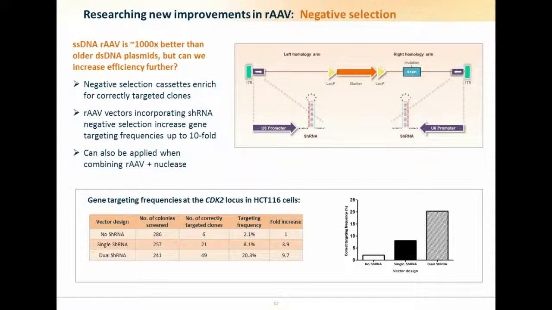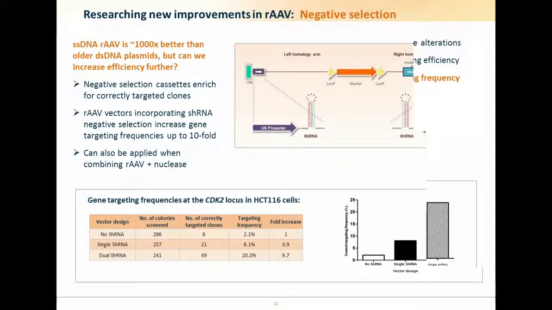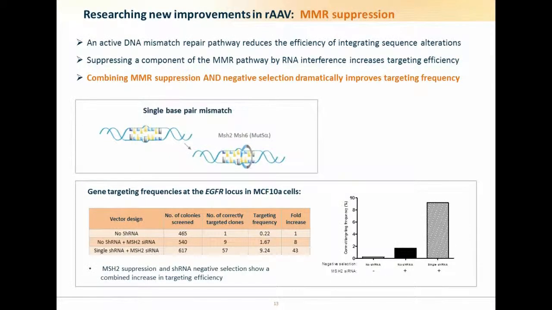We've got some results here down below showing how with the incorporation of a single copy of an shRNA on one side, we got about a 4-fold increase in targeting. And when we use dual shRNAs, one on each end of the vector, we could raise that up to about a 10-fold increase. So this is one of the ways that we're improving our AAV targeting.